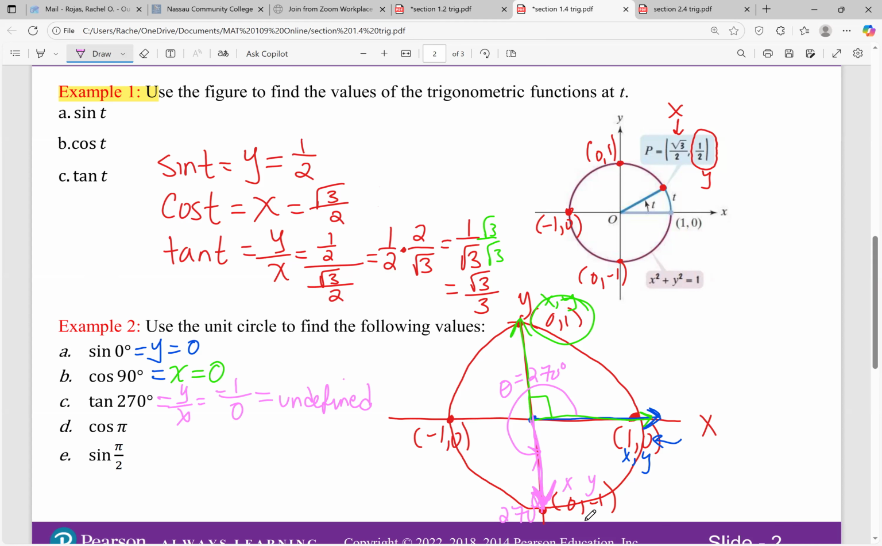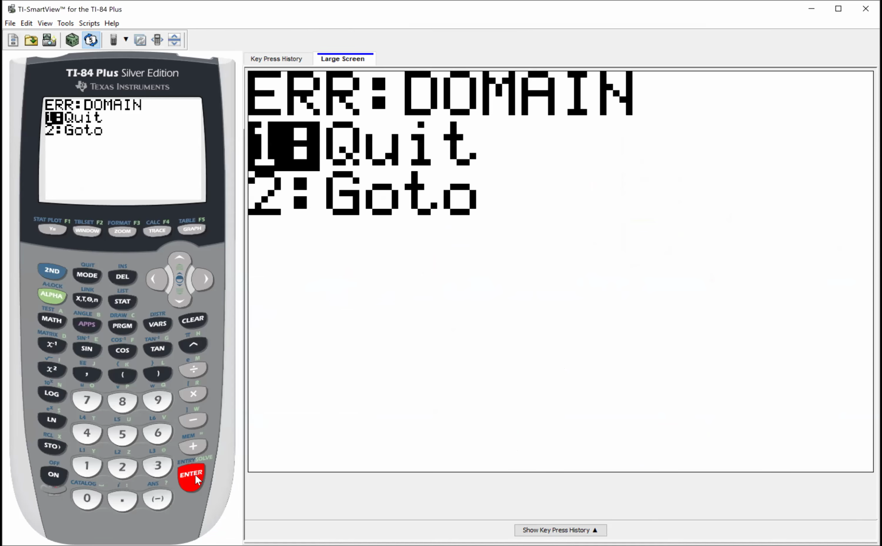And if we try to plug that in the calculator, we're going to get the same answer, right? If we try to type in tangent of 270 degrees, the calculator is going to say there's an error, and it's because we're dividing by 0, so it's undefined.